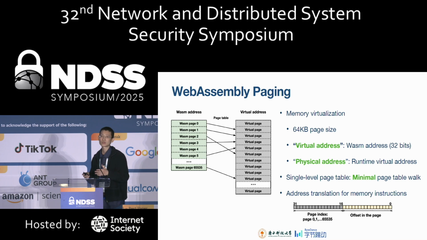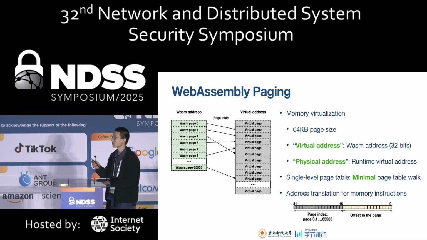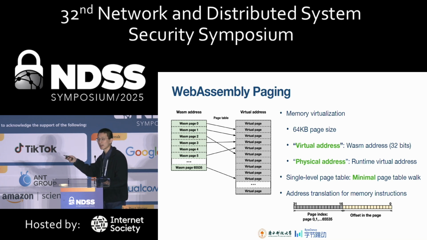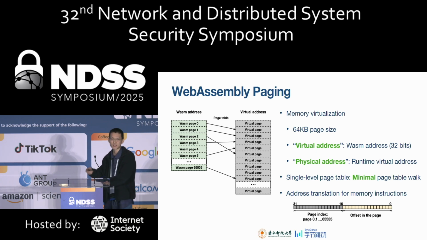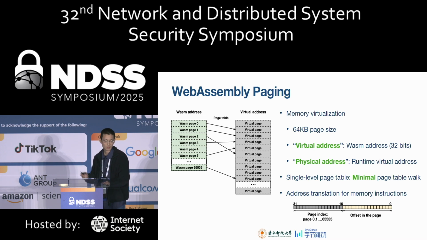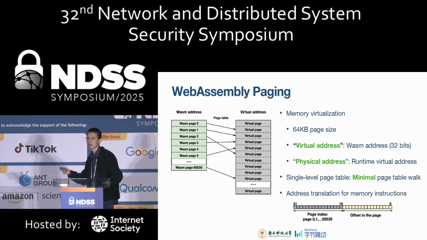So WAVEN introduces WebAssembly paging, as shown on the left. The Wasm address acts as the virtual address, and the runtime's virtual address acts as the physical address, and this mapping is stored in the page table. This single-level paging will minimize the overhead of page table lookups. When a module accesses memory, the runtime will translate the Wasm address into the runtime's address. The higher 16 bits are for the page index, the lower 16 bits for the page offset.